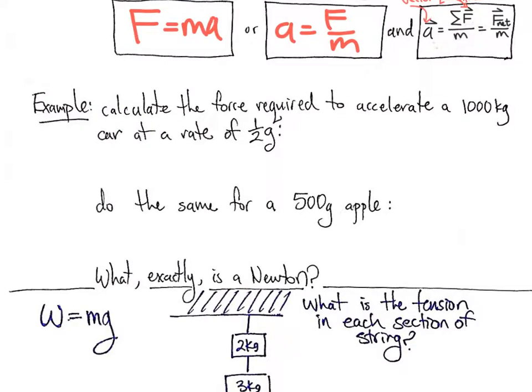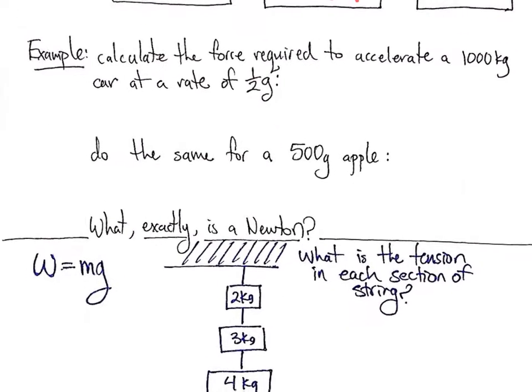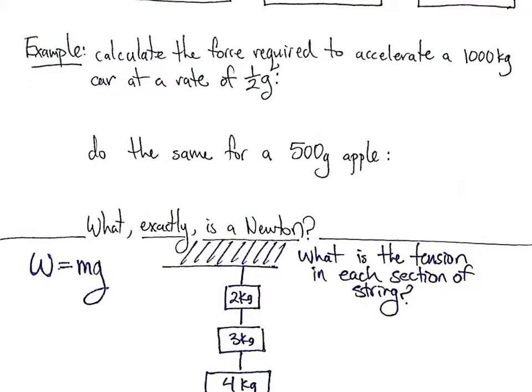Okay, so here's an example. Calculate the force required to accelerate a 1,000 kilogram car at a rate of half g. So we're looking for force, a push or a pull, and it's measured in newtons. And g is the acceleration due to gravity. So when we see something like 5g, right?